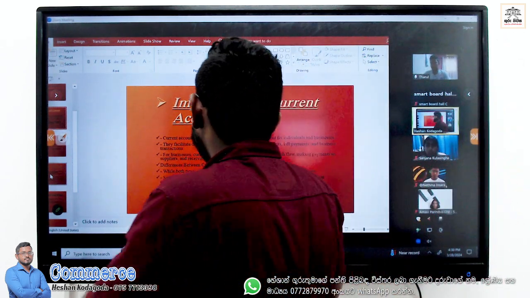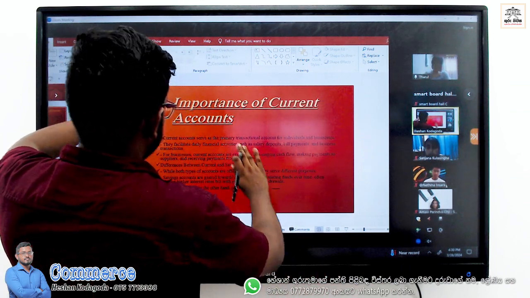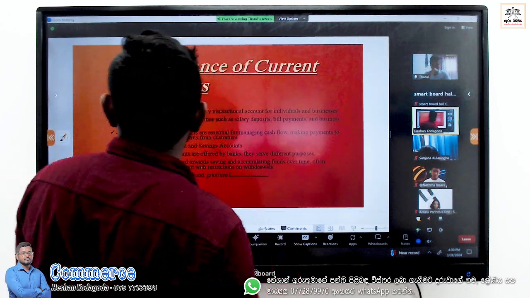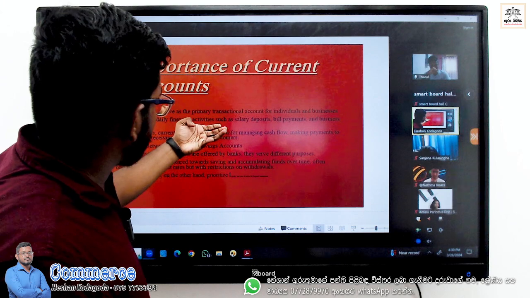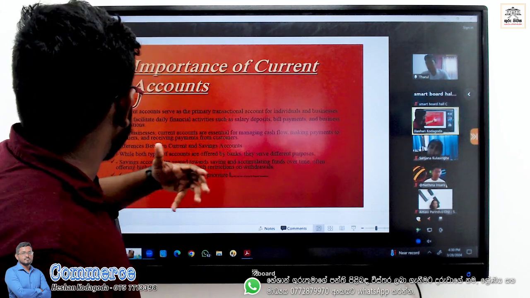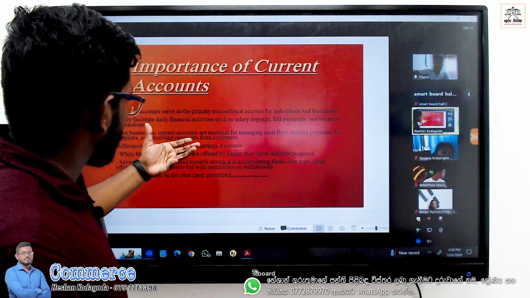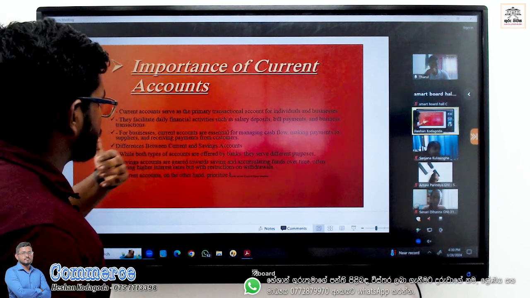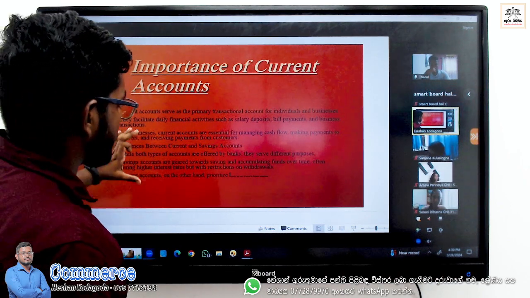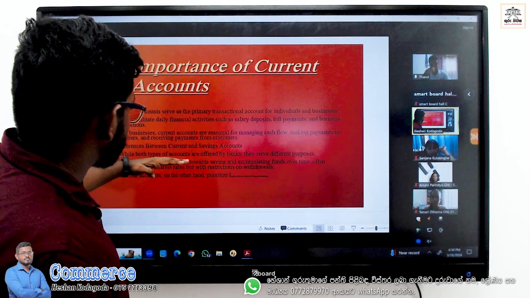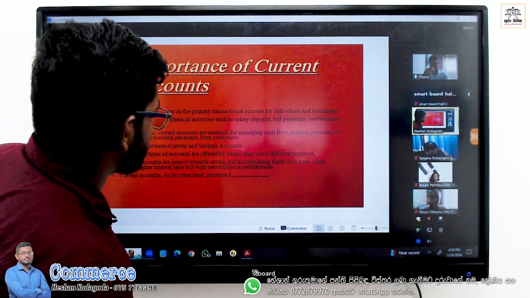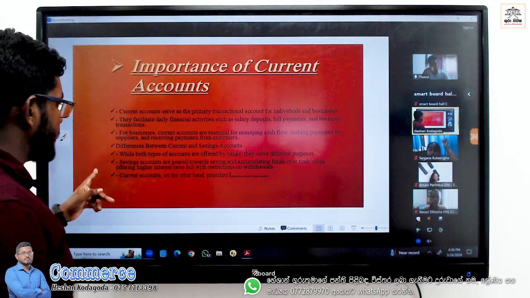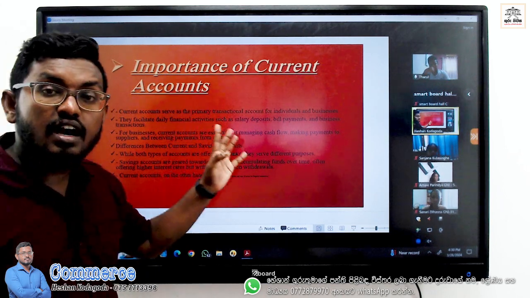This is okay. Then what is the importance we can see in here? Current accounts serve as a primary transaction account for individuals and businesses. They facilitate daily financial activities such as salary deposits, bill payments, and business transactions. For businessmen, current accounts are essential for managing cash flow, making payments to suppliers and receiving payments from customers. And you can see the difference: while both types of accounts are offered by banks, they serve different purposes.